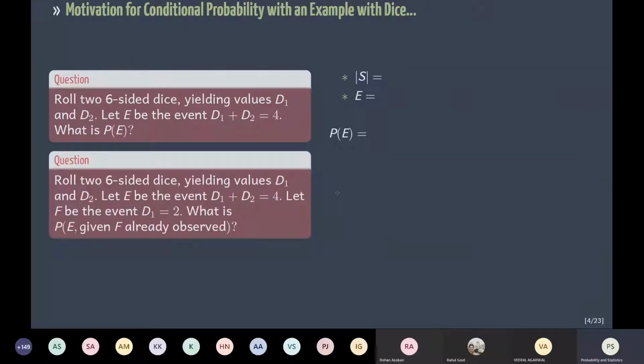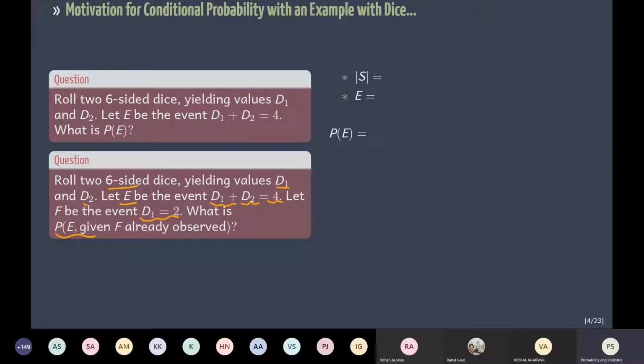Now our goal is to look into the conditional probability case. So let us make it conditional. This is the same experiment where we roll two six-sided dice yielding values D1 and D2. The event is the same, where you have D1 plus D2 equal to 4. Let F be the event such that D1 is 2. Now this is the condition that is given to you, and the probability that you are supposed to determine is the probability of E.